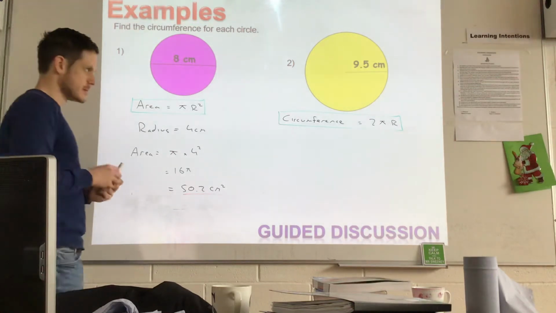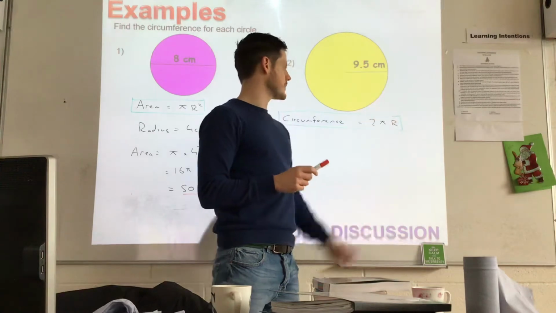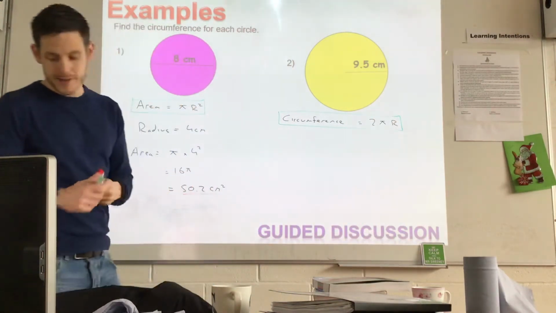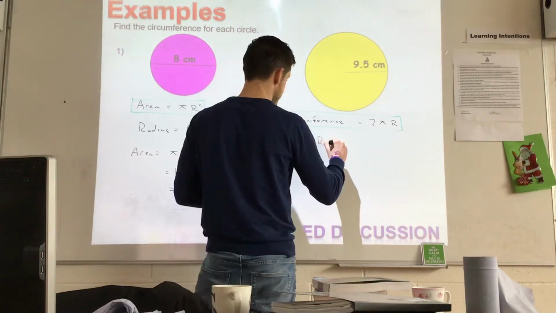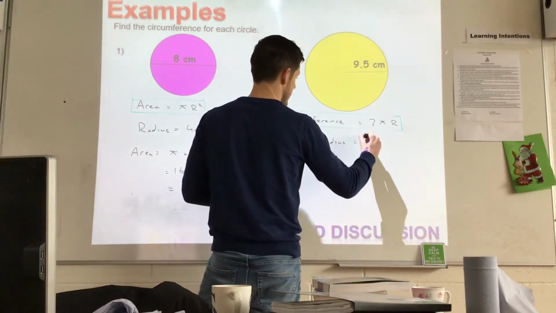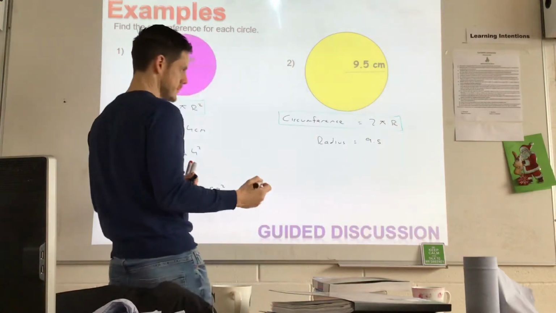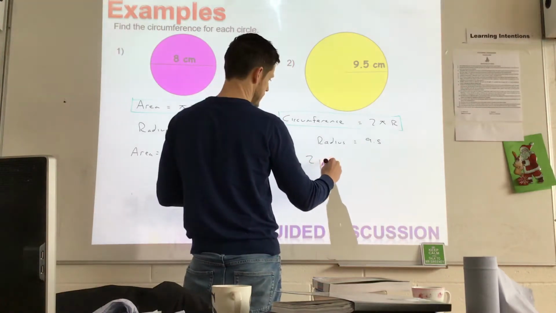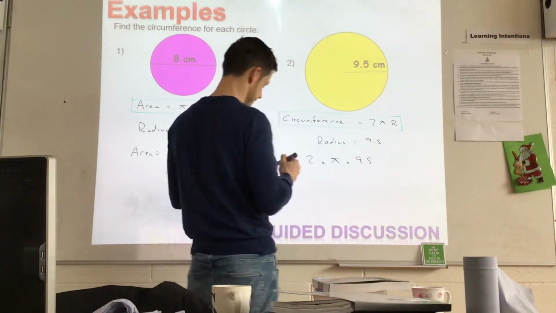Circumference. So circumference is a length, and it's a length all the way around here. So again, the most important thing we have to do is figure out what the radius is. This is quite easy. The radius for this is 9.5. It's given. It's from the center to the edge. So for my circumference, I'm going to do 2 multiplied by pi multiplied by 9.5.